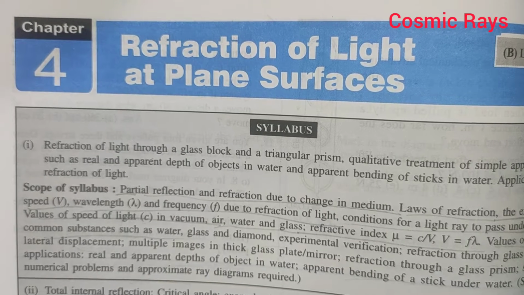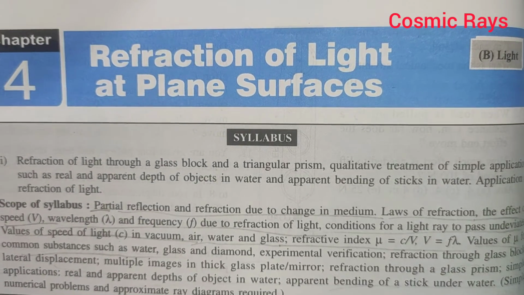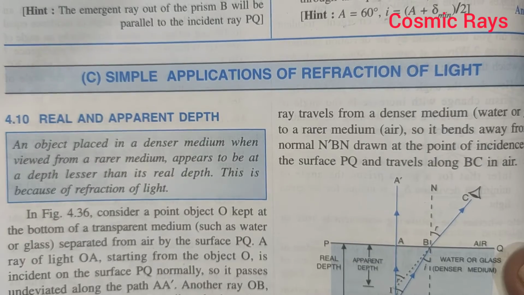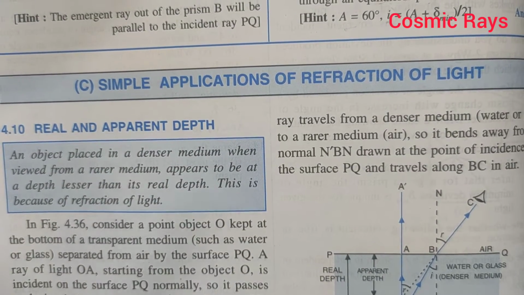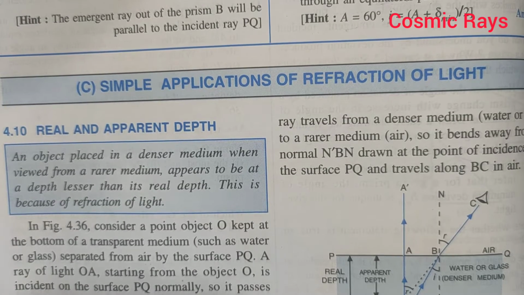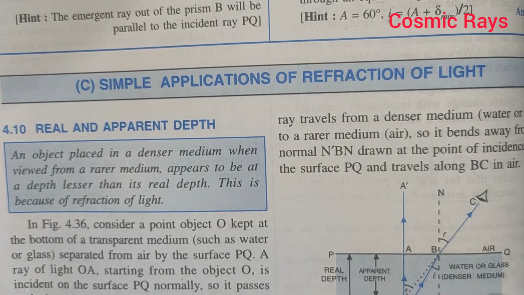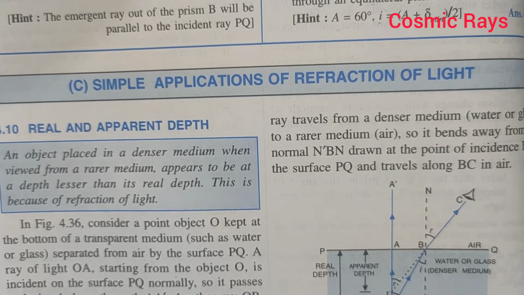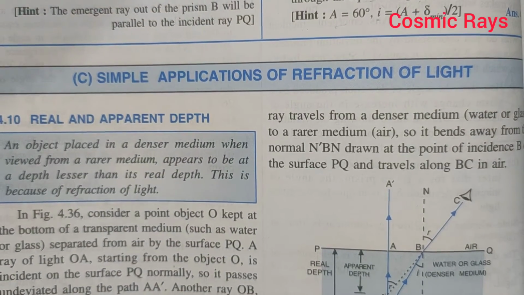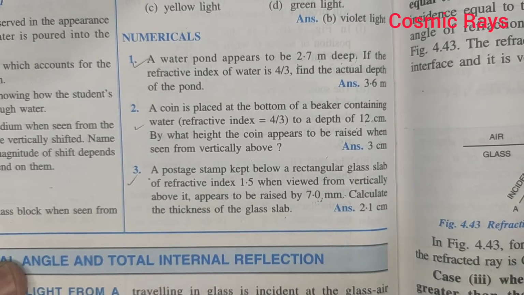Hello friends, in this AV we are going to take up the numericals of chapter 4 of class 10 physics, that is refraction of light at plane surfaces. In this AV we are going to do the third exercise of chapter 4, that is exercise 4C, and here the numericals would be based on the real and apparent depth, which comes under the portion simple application of refraction of light. In this section also we just have three numericals, so let's try to solve them one by one.